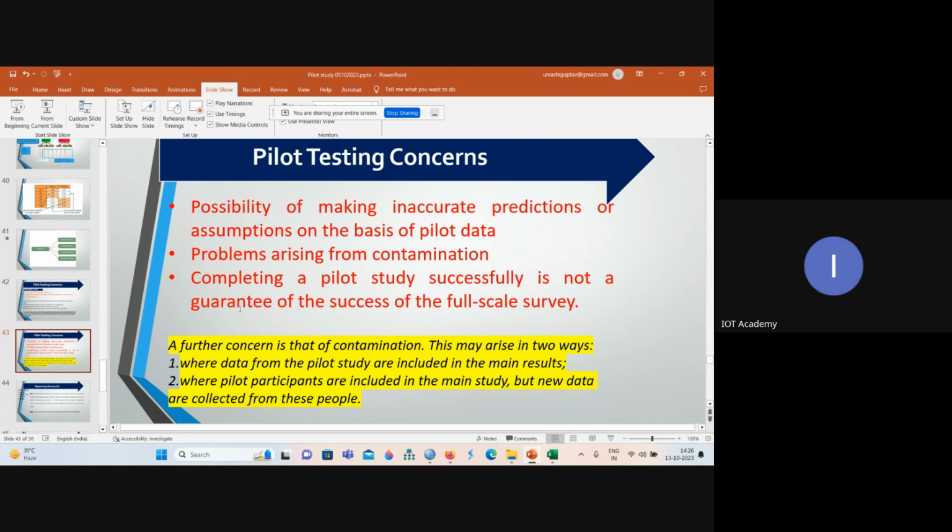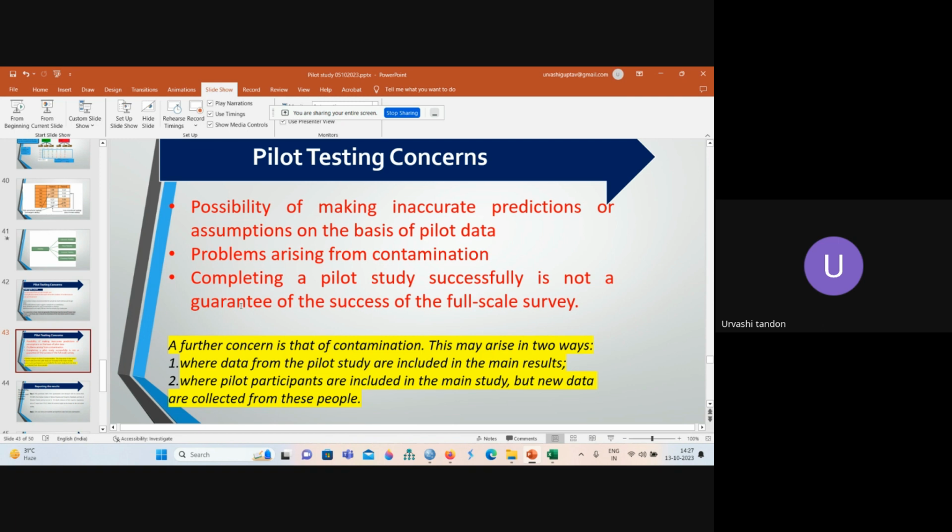So again, pilot study concerns. Only two, three slides are left now. The concern is that at times there is a possibility of making inaccurate predictions because the results are not up to the mark, and completing a pilot study successfully doesn't guarantee the success of the full-scale survey. A major concern is when the examiner comes and takes the final viva of the candidate, asking whether you have included the data of the pilot study in your questionnaire. Please don't include it.